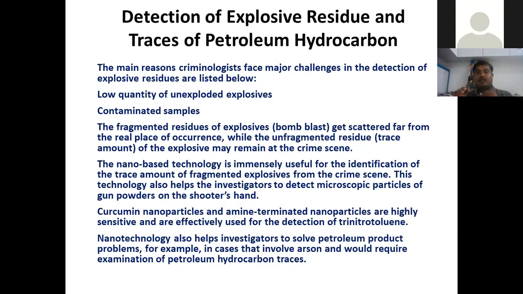Like that, petroleum-based bombs, those explosives they will identify by using nano-based sensors, whether they have a very small amount of petrol, a very small amount of diesel in their bags, or whatever it may be.